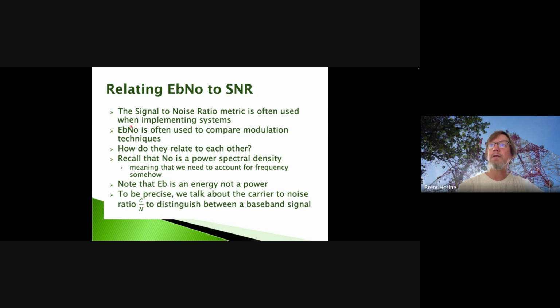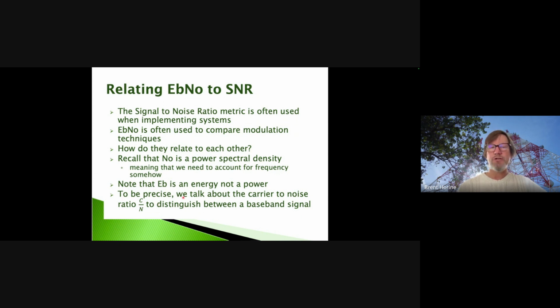Recall that this N0 here, in this Eb/N0, is a power spectral density, meaning that's the amount of energy per hertz. It's a density, just like a density of a material is maybe grams per cubic centimeter or liter. Here it's in terms of frequency, so we need to account for frequency somehow. Note that Eb is an energy, not a power. This S, the signal, is the power, and the noise here is the total power, not a density. So we have both a density and energy versus power to deal with.